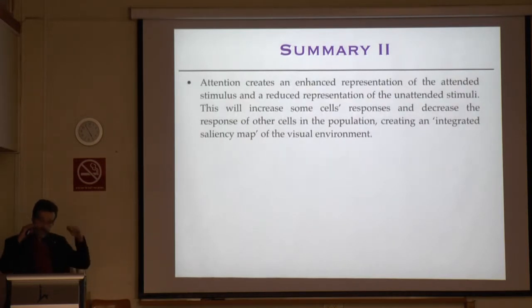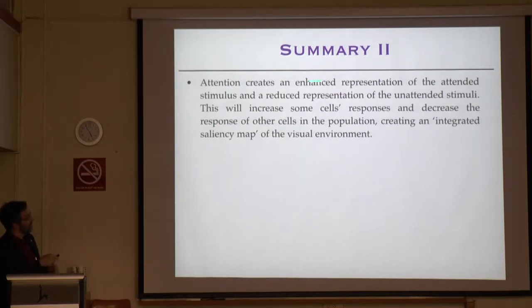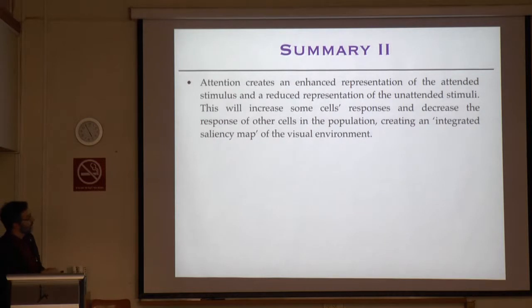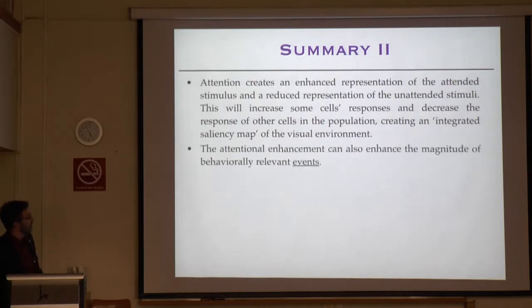But overall, on the meta level, what all these effects point to is an enhanced representation of the attended stimulus and a reduced representation of the unattended stimulus. Exactly like what William James was saying over 100 years ago. Attend to something, it will give you a benefit, but it also means the unattended portion of the input would suffer as a consequence. And we call this an integrated saliency map of the environment, which integrates the sensory power of the stimulus with the attentional modulation that goes on top of that.